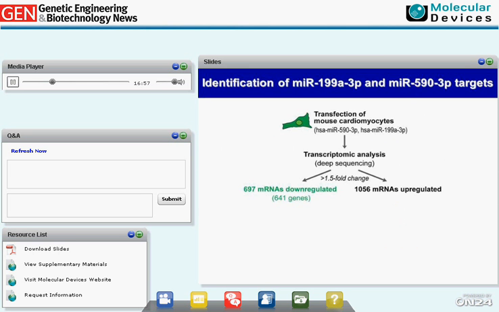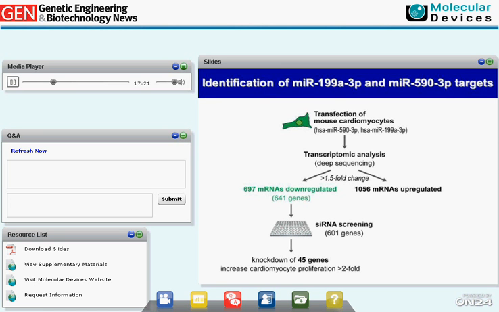By doing this, we identified about 700 messenger RNAs that were downregulated, corresponding to 641 genes. Then, to understand the importance of each of these genes to the phenotype, we decided to do a targeted siRNA screening, silencing these genes one by one to see if any of these knockdowns could phenocopy the microRNA, and so tell us what were the most relevant targets of the microRNA.